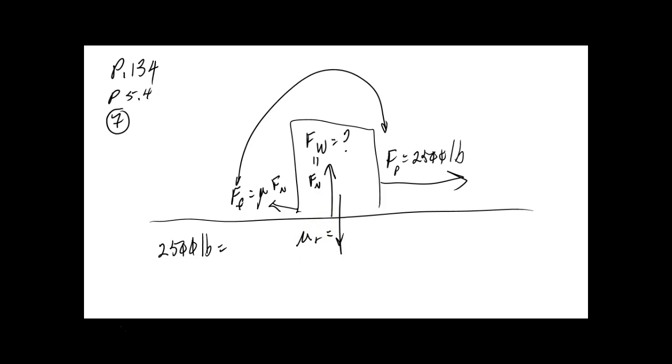Oh, I'm on the wrong page, that's why I can't see it. 0.10. Okay, so that's 0.10 times your normal force. Now, if we can figure out the normal force, that's going to be the same as the weight. It's just in the opposite direction. Okay? So, how do we do that?